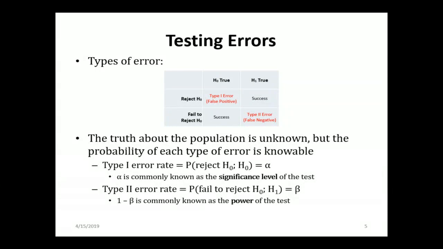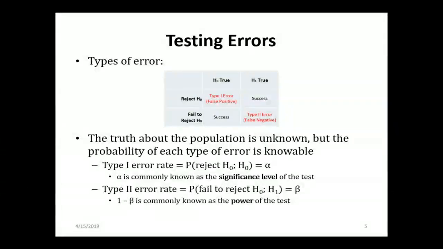The type 1 error rate is really just the probability that we reject the null when the null is true. We call that alpha, and that's often referred to as the significance level of the test. And the type 2 error rate is the probability that we fail to reject the null when the alternative is true. That's called beta. Usually we refer to 1 minus beta instead of beta, and 1 minus beta is the power of the test, which is the probability that we do reject the null when the alternative is true.